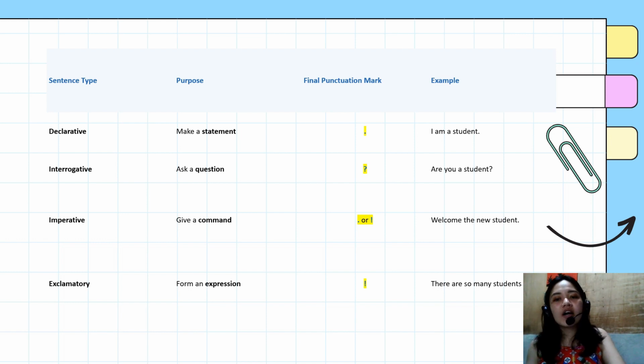We now have a new set of examples for each type of sentence. Declarative: I am a student. Interrogative: Are you a student? Imperative: Welcome the new student. And exclamatory: There are so many students!